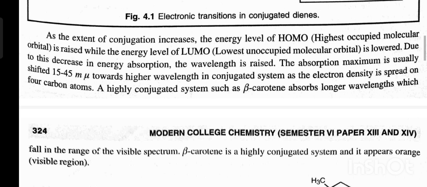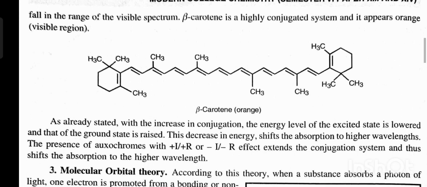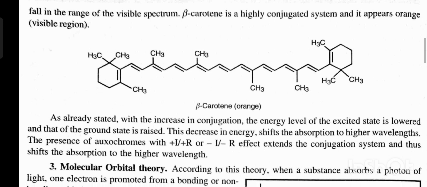A highly conjugated system such as beta carotene absorbs longer wavelengths which fall in the range of the visible spectrum. Beta carotene is a highly conjugated system and it appears orange. As already stated, with the increase in conjugation, the energy level of the excited state is lower and that of the ground state is raised. The decrease in energy shifts the absorption to a higher wavelength. The presence of an auxochrome with +I +R or -I -R effect extends the conjugation system and thus shifts the absorption to a higher wavelength.